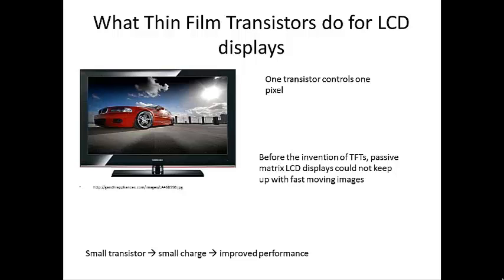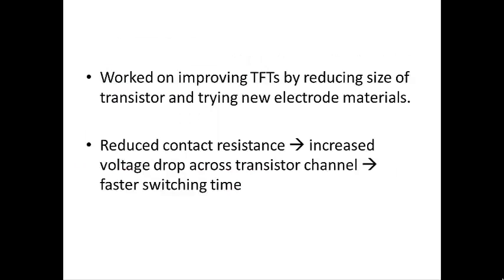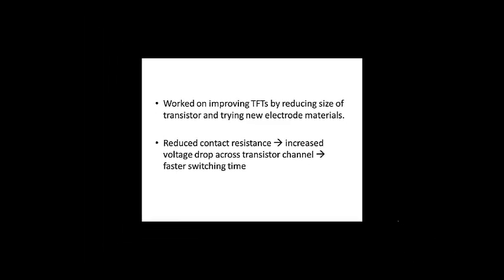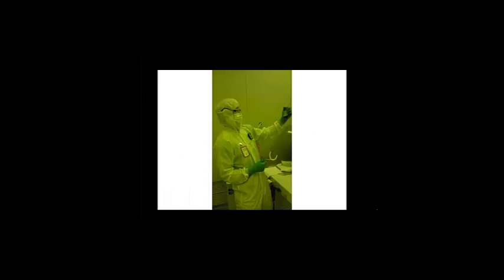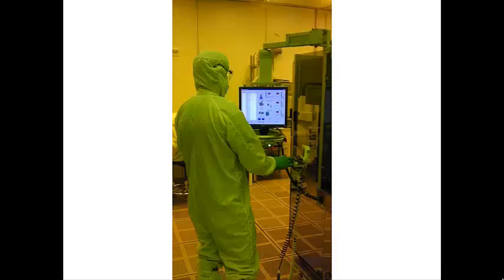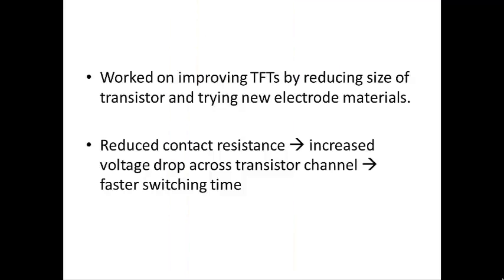This summer, I improved TFTs by reducing size and developing processes to deposit different metals to use as electrodes. I looked for metals with low sheet resistance that would also have a low contact resistance with our semiconducting channel. The smaller the resistance of the electrodes, the larger the voltage drop across the channel, which makes the transistor able to turn on and off at a faster rate.